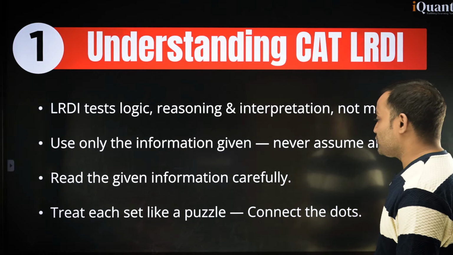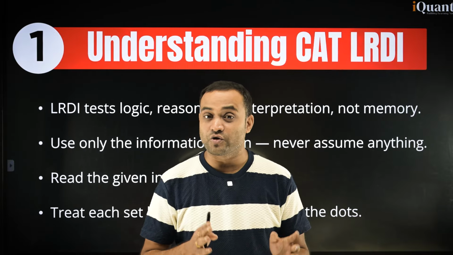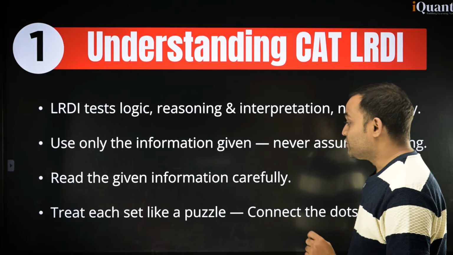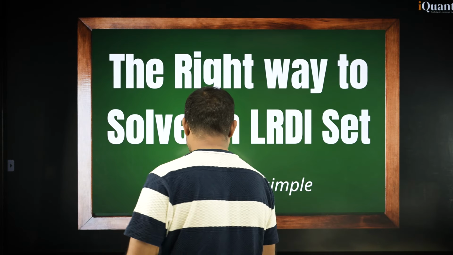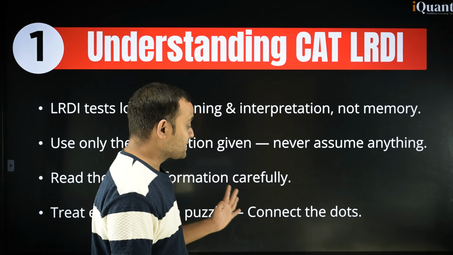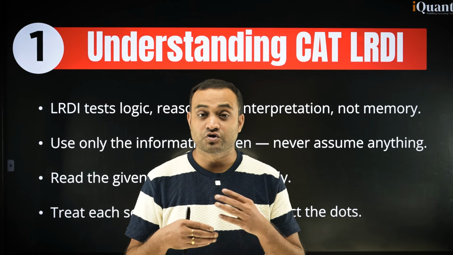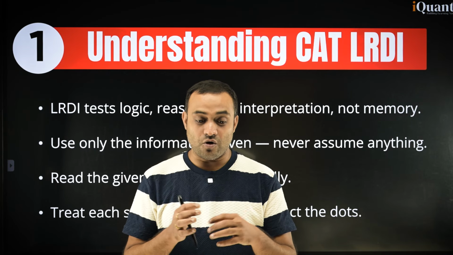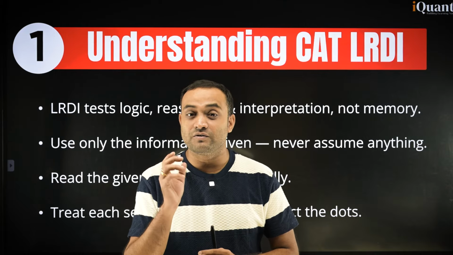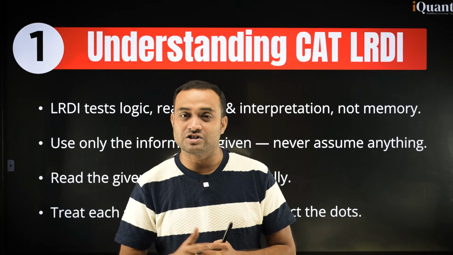Then, read the given information carefully. All the information that is given in an LRDI set, you should read each statement carefully, so that you don't miss anything. Treat each set like a puzzle, and this is very important. Each set should be treated as a puzzle. Connect the dots. We are talking about logical reasoning, where we have to think like a puzzle, right? So if you struggle with logical reasoning sets, then you should start solving one-question puzzles, so that you can start with small logics.